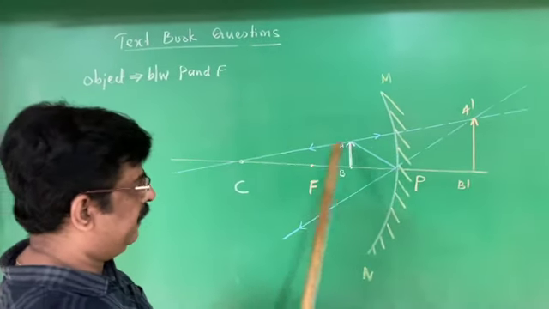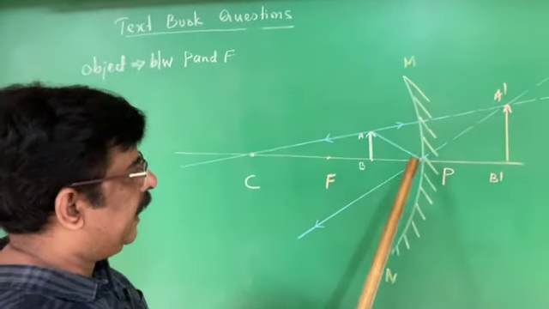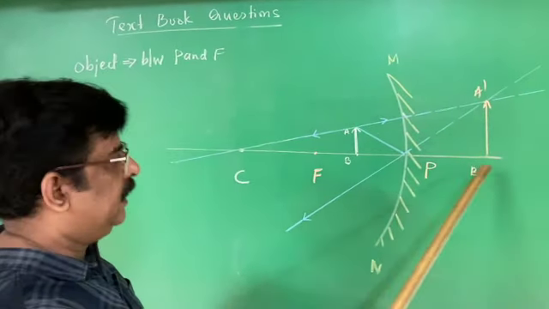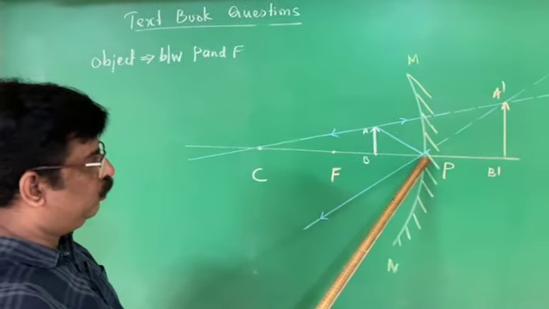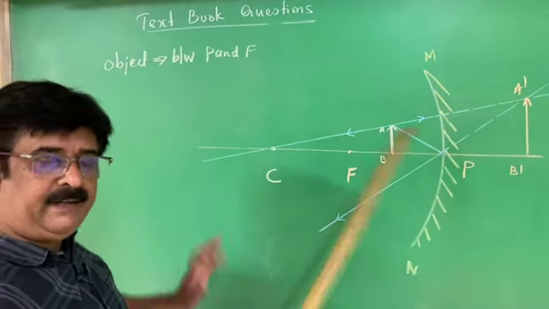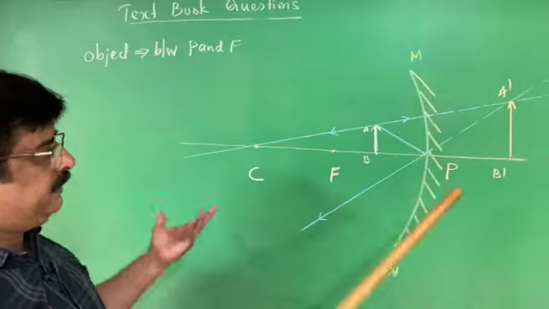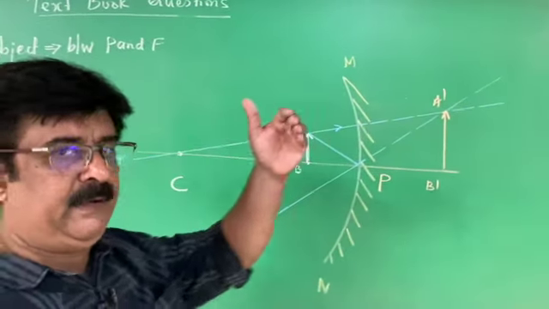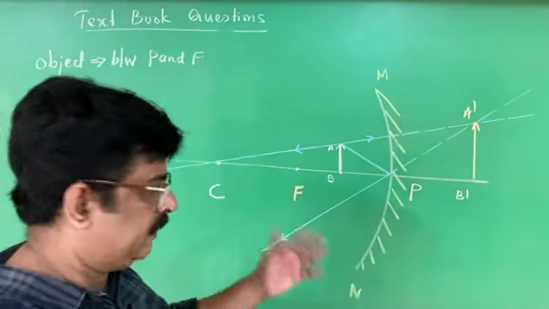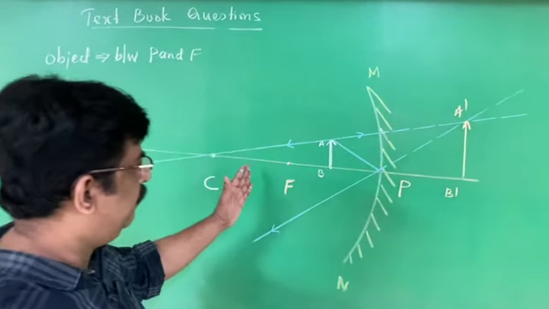The answer for the first question: the focal length of the mirror is 15 centimeter. What is the range of the object position by which we can get the erect image? The range is from 0 to 15. We should not keep the object at 15 or 0. Between 0 and 15, anywhere from 1 centimeter to 14 or 14 and a half centimeter.